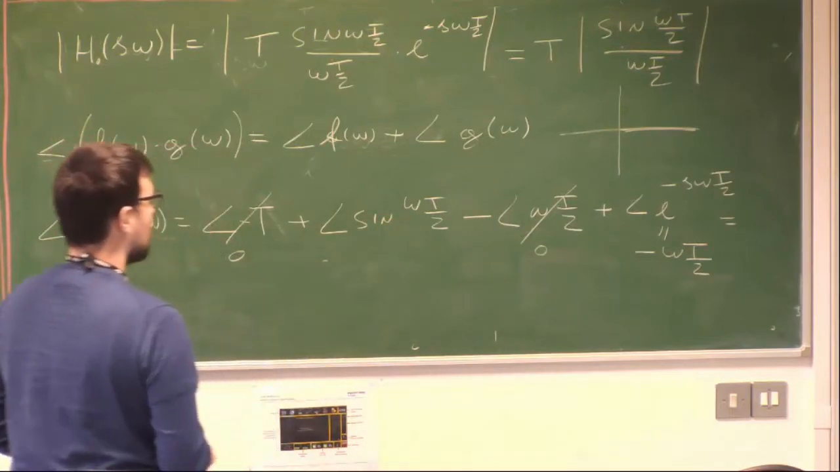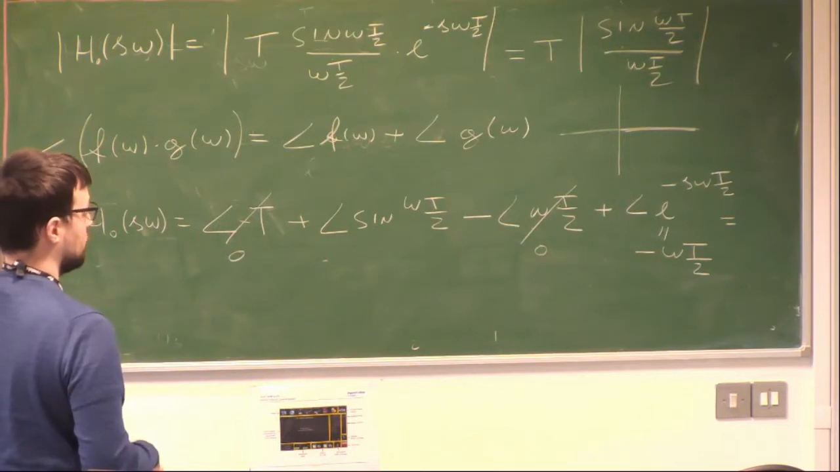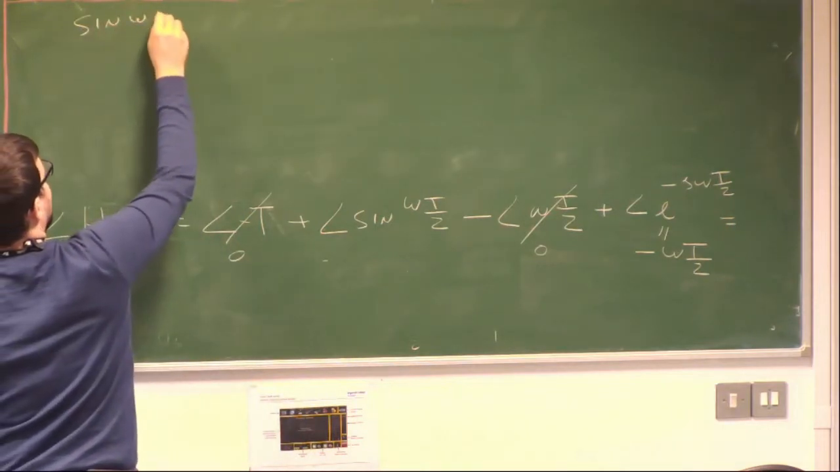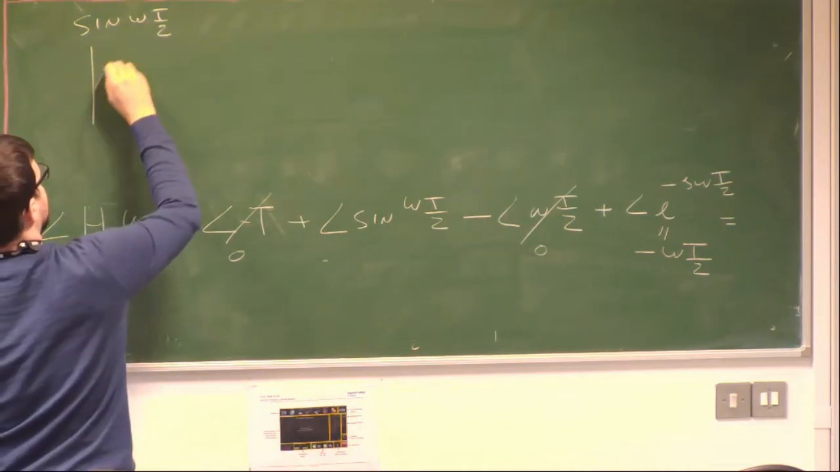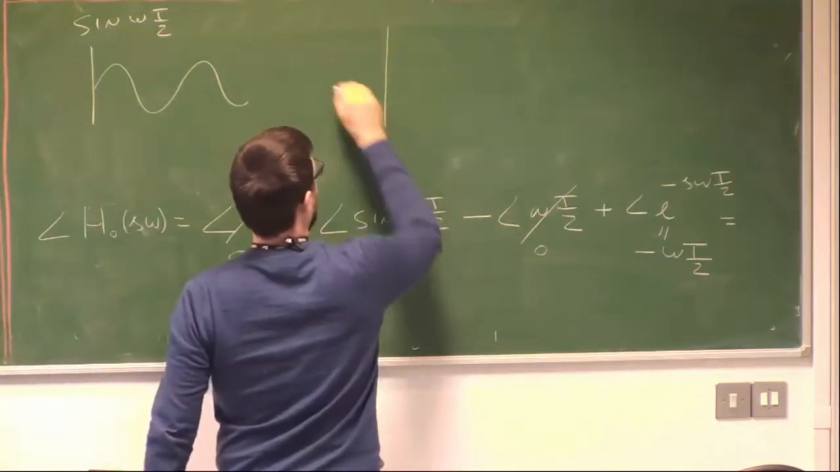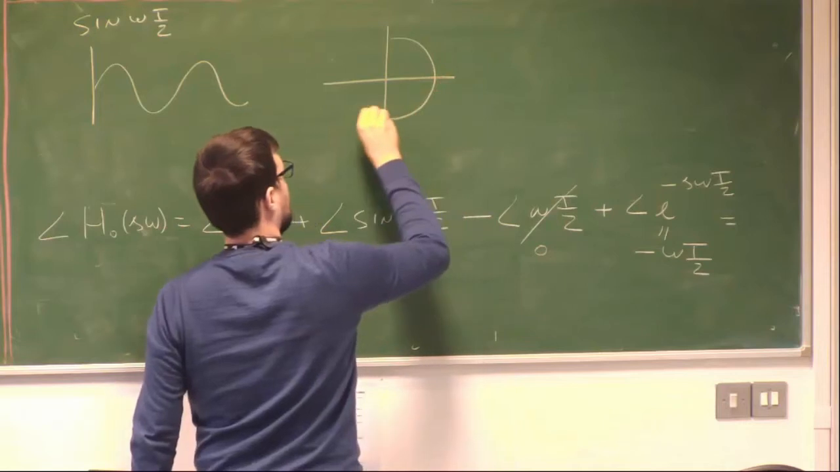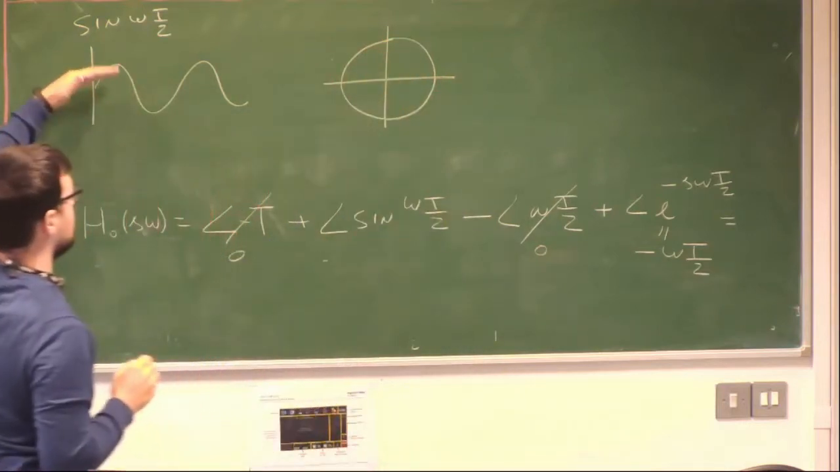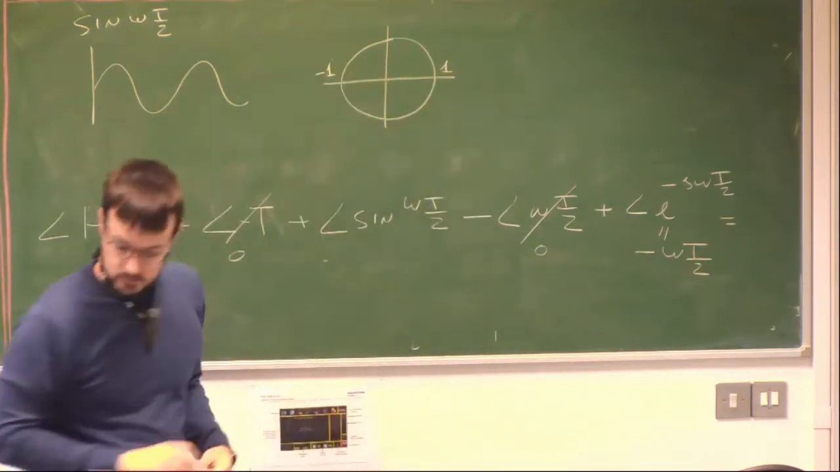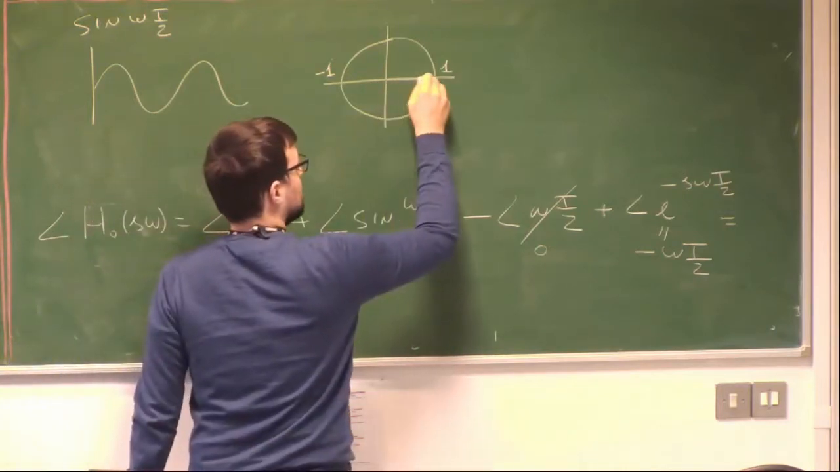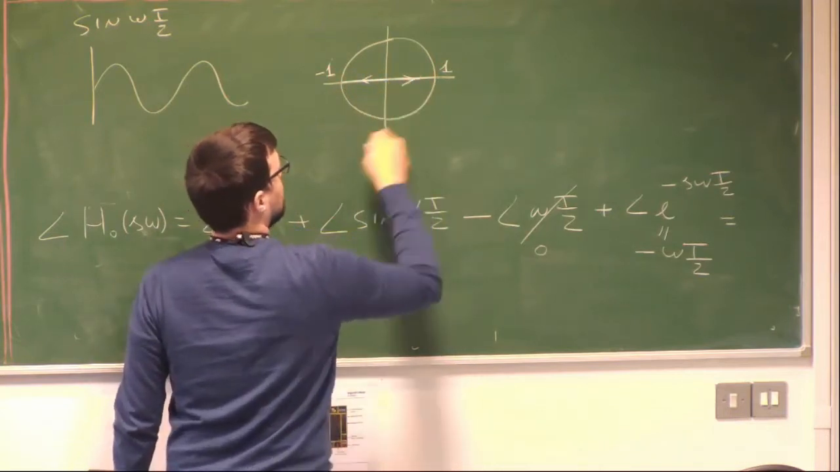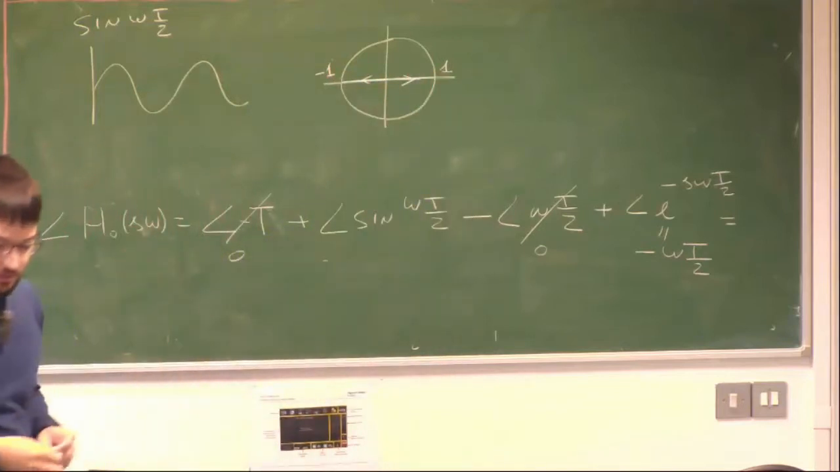So what is the phase of sine of omega T over 2? Let's try to explain this. Sine of omega T over 2, well, the sinusoid is a function that does something like this, okay? But this is a real function. So if we plot this on the complex plane, the sinusoid is a function that oscillates between +1 and -1. So here we have +1, here we have -1, and the sinusoid oscillates along this segment here. Okay, so it goes up and down, left and right on that line.